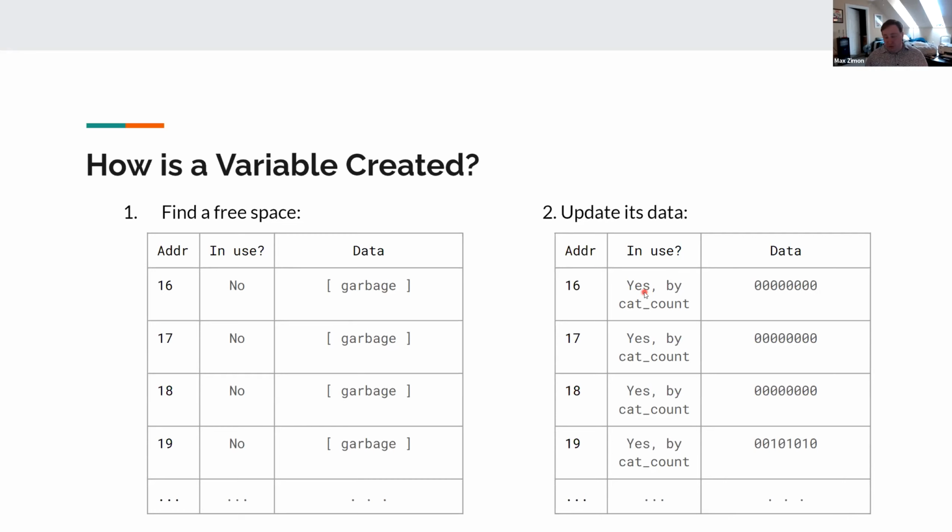So now we know that when we see cat count, what we mean is addresses 16 to 19, because you need 4 bytes, 4 addresses to store a single integer. And then Scout will say, okay, I will mark this memory as in use by that variable. And now anytime you use that variable, I know where to find that memory.